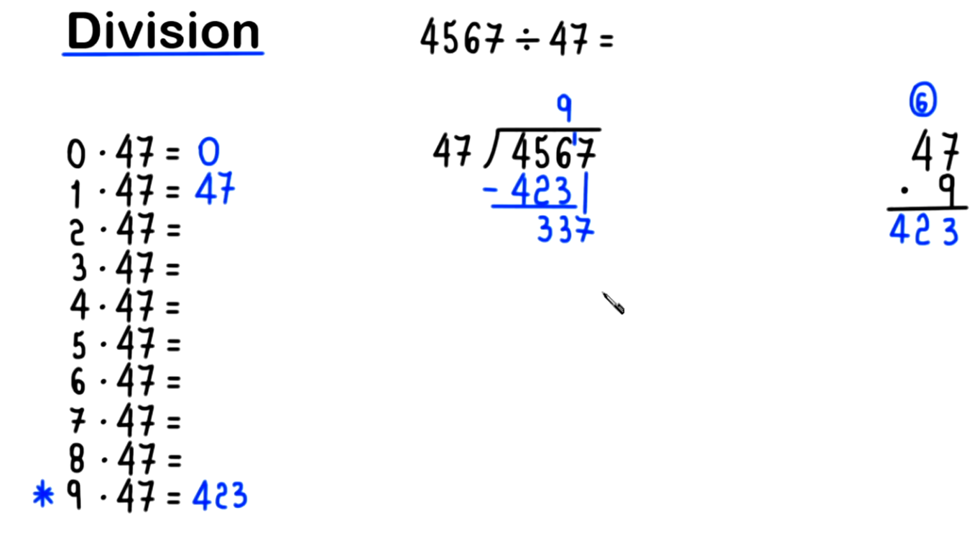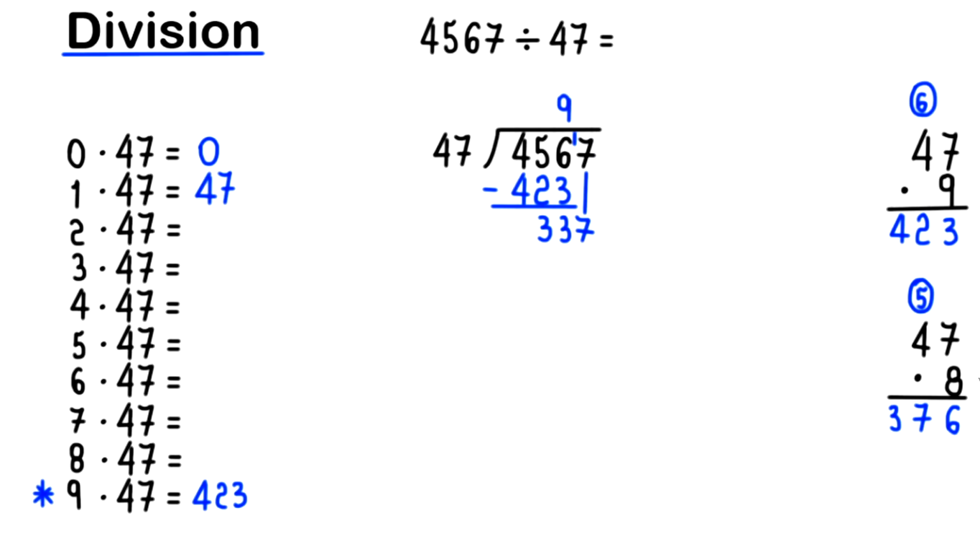Don't you know? Well, me neither. Let's find out. We know that 9 times 47 equals 423. 0 times 47 equals 0. 337 is closer to 423 than it is closer to 0. So the number of times that 47 can go into 337 is probably 6, 7, or 8. So let's multiply to check. 8 times 47 equals 376, and that goes over 337. So 8 is not the number we are looking for.